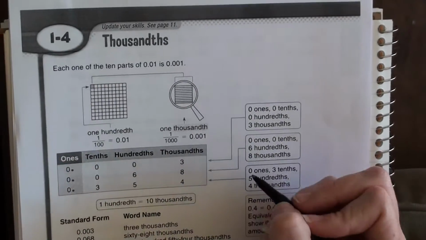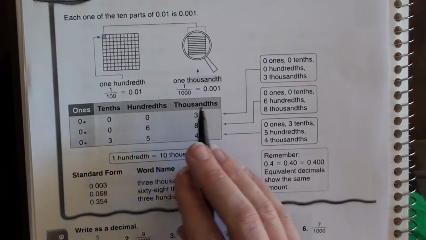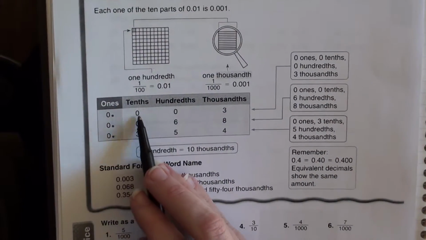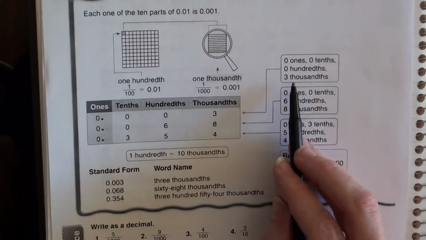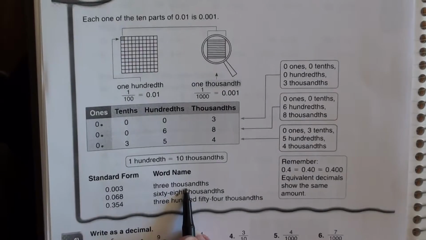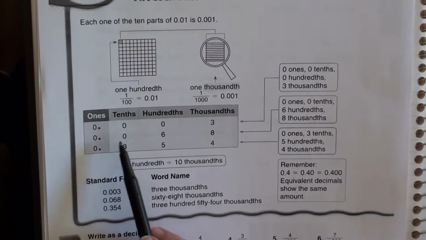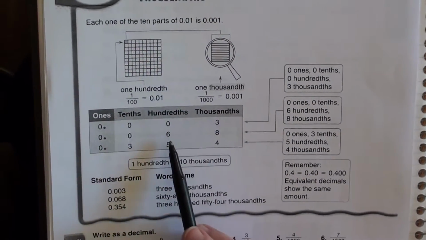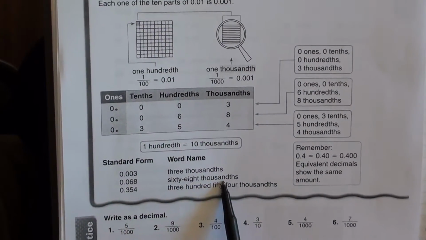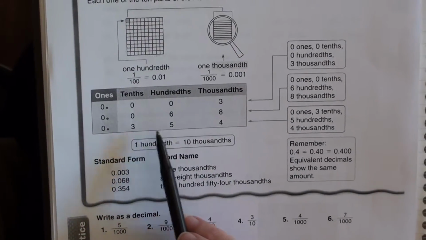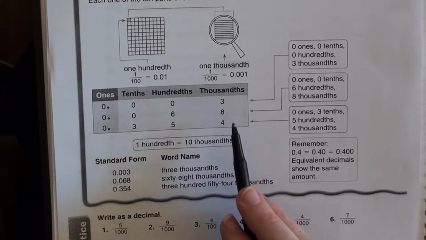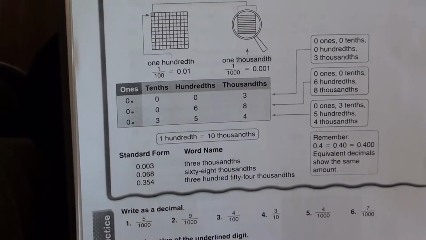Now, we always read our decimals by the place value that it ends in, okay? So 0.003 is read as 3 thousandths, and I would write it like 3 thousandths. 0.068 is read 68 thousandths, or 68 thousandths right here. And then 0.354 would be 354 thousandths because it ends in the thousandths place.